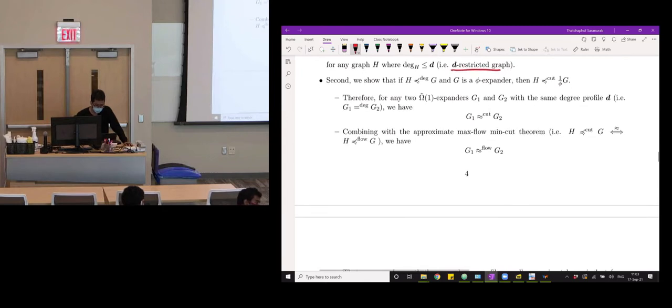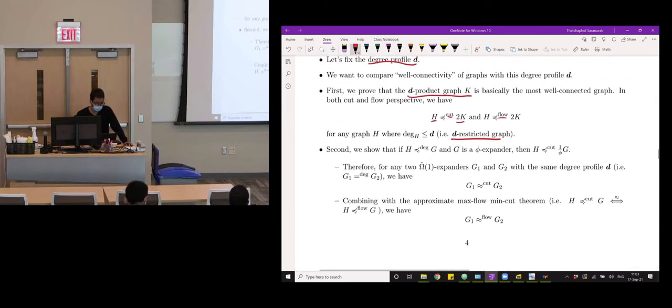A second thing that we saw is that if the graph G is an expander, and the degree of G is more than the degree of H on every node, then we know that H is actually less than G on every cut, up to this 1/3 factor.